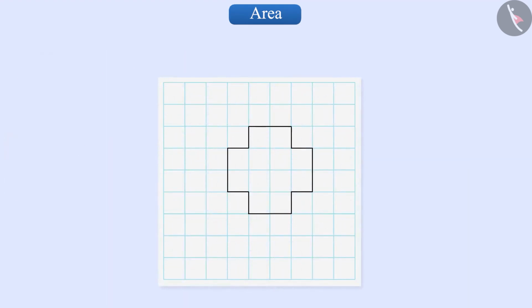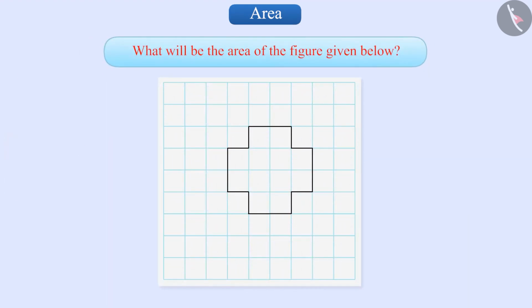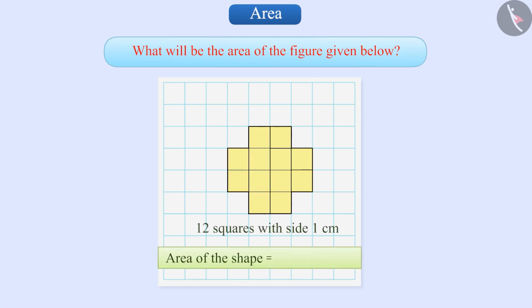So what will be the area of the figure given below? Think for a while. You've got it right. The area of the figure here is covered by 12 squares with side 1 centimeter. So the area of this shape will be 12 square centimeters.